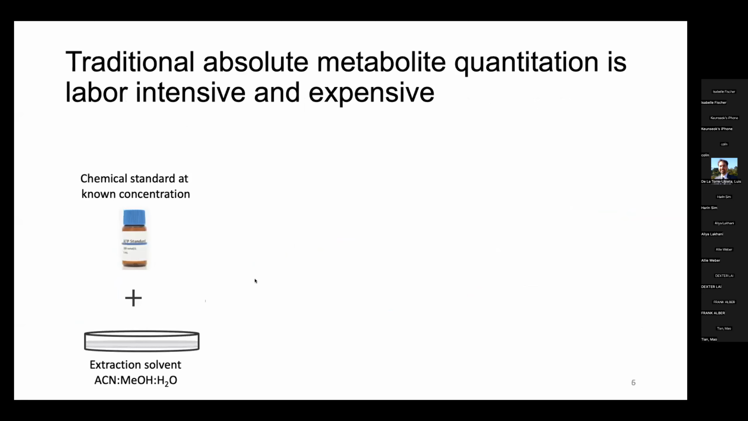That's all great, but traditional absolute metabolite quantitation is very labor intensive and expensive. So traditionally, how our lab and other labs would do this is they would buy a chemical standard of a metabolite they're interested in, for example, ATP. They would add a known concentration of that into the extraction solvent. We use acetonitrile, methanol, and water. And then they would grow the cells that they're interested in in fully labeled 13C carbon media. So they would either use U13C glucose, or if they're growing mammalian cells, also U13C glutamine.